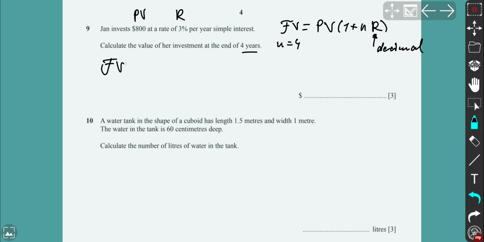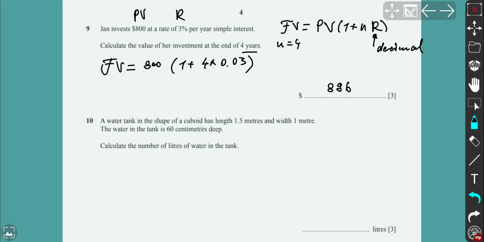And let's see how much we've got. So 800 times 1 plus 4 times 3%, which is 0.03 if you convert it to a decimal. Let's calculate quickly. Okay, I've got $896. Okay, that's the right answer.